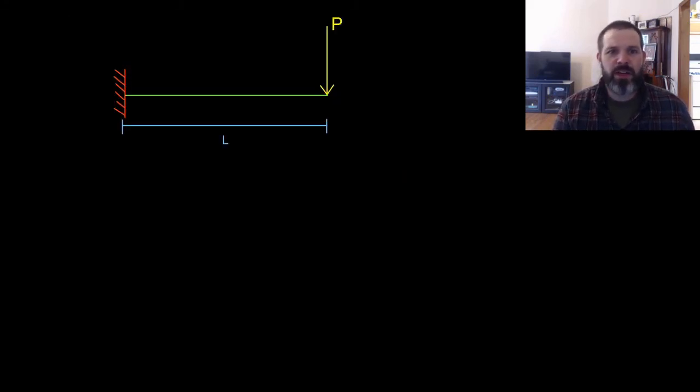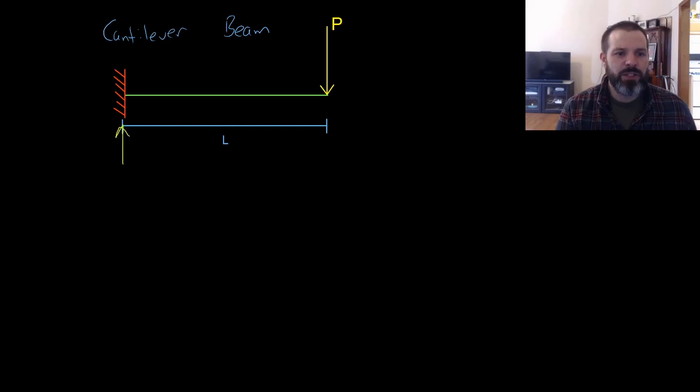Here, we've given up our pin and roller of a simply supported beam and added a fixed support on one side. When you have a fixed support on one side of a beam, we call that a cantilever beam. A cantilever beam has a fixed support, and the fixed support has a force in the y, a force in the x, and also a moment reaction. So I'm going to call this point A and say that we have RAY, RAX, and M sub A.